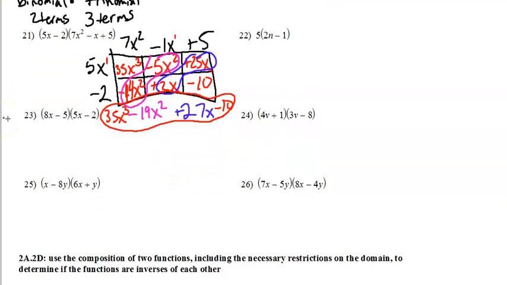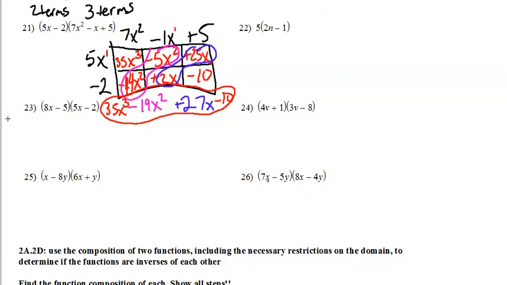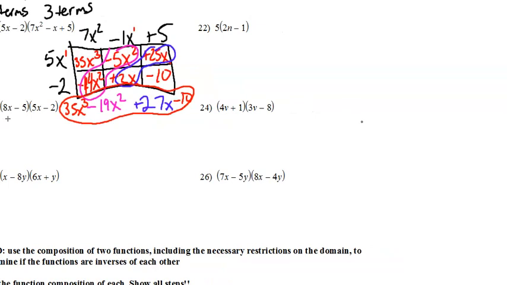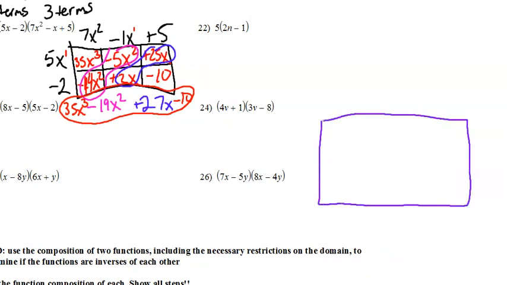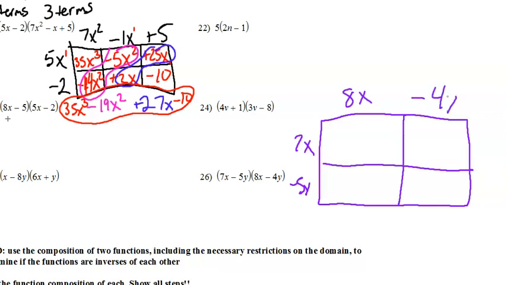All right, let's look at number 26. We have 7x minus 5y times 8x minus 4y. We're still going to do the box method. So we'll draw our box. And we're going to have 2 rows for 7x and minus 5y. And then we're going to have 2 columns, one for 8x and one for negative 4y. We're going to find the areas of all 4 rectangles and then combine the like terms.